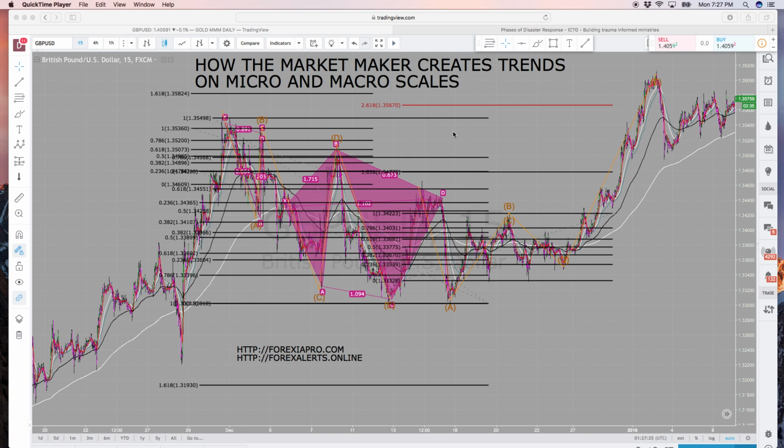How the market maker creates trends on micro and macro scales.